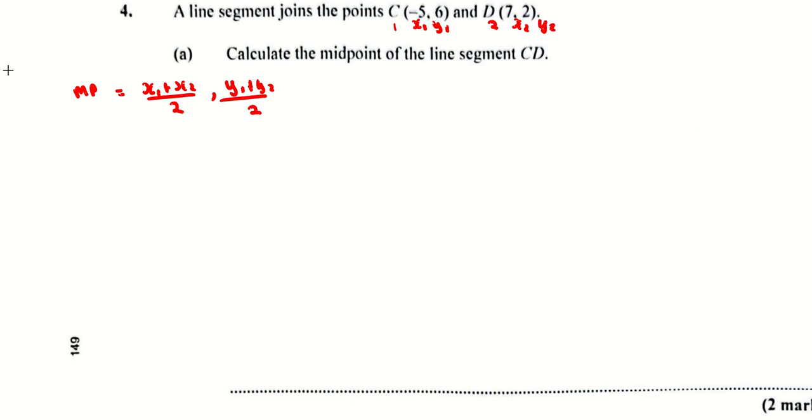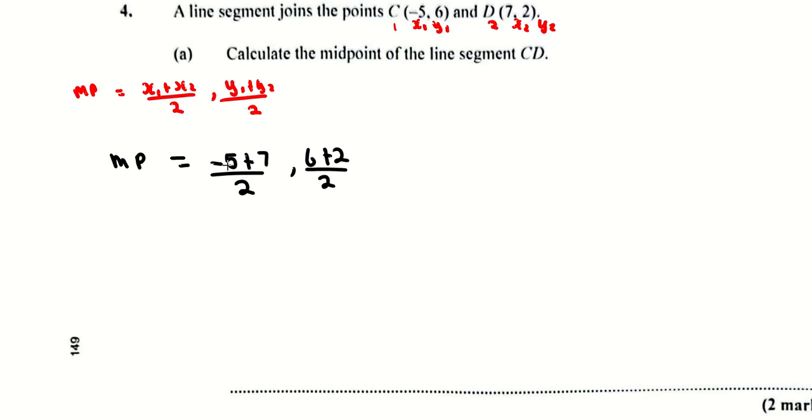Alright, so now we're going to put it into the formula. So your midpoint would be equal to x1, which is negative 5, plus 7, all over 2, and 6 plus 2 all over 2.